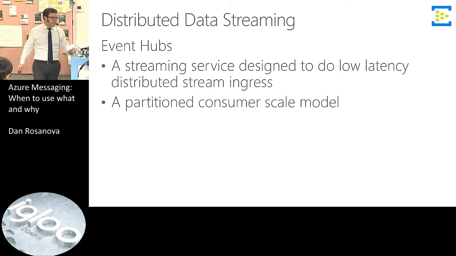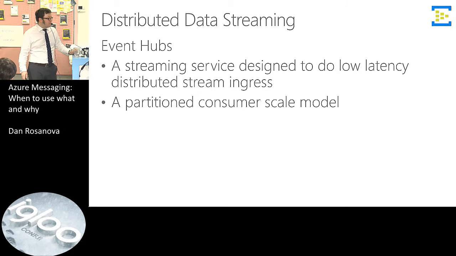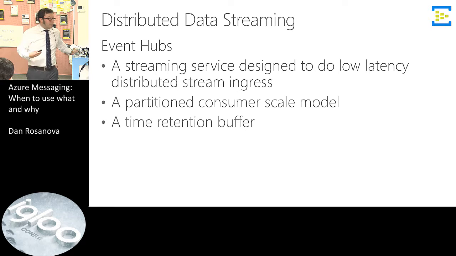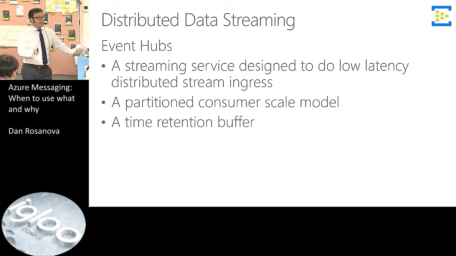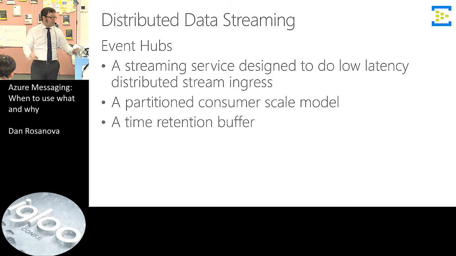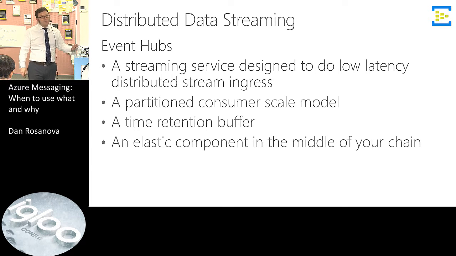So this is a different thing. It's more similar to Kafka than it is to queues, and it's a time retention buffer. So the concept works differently. I think Saravana said that earlier today, about how the data doesn't go away in Event Hub. Like in a queue, you read the message from the queue, it's gone. In Event Hub, it works differently, it stays there. But it's an elastic component that can really help you build more durable chains or pipelines.